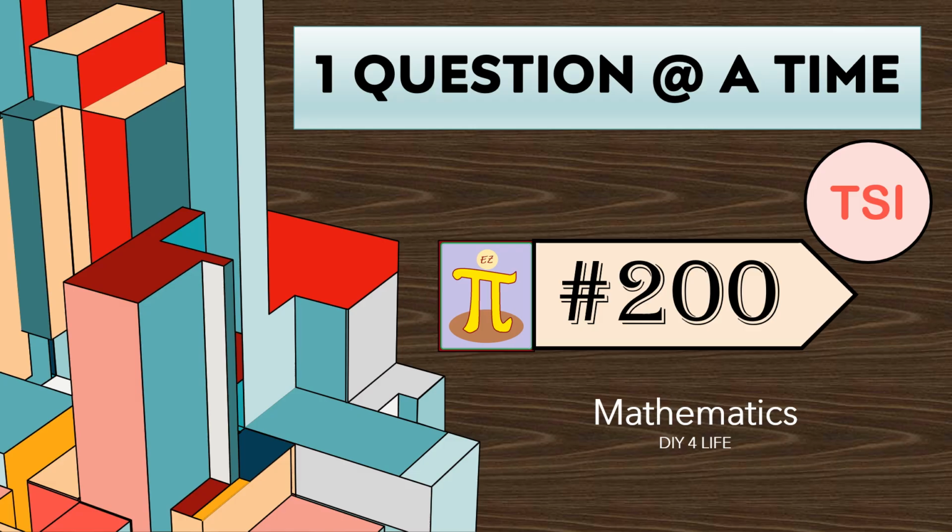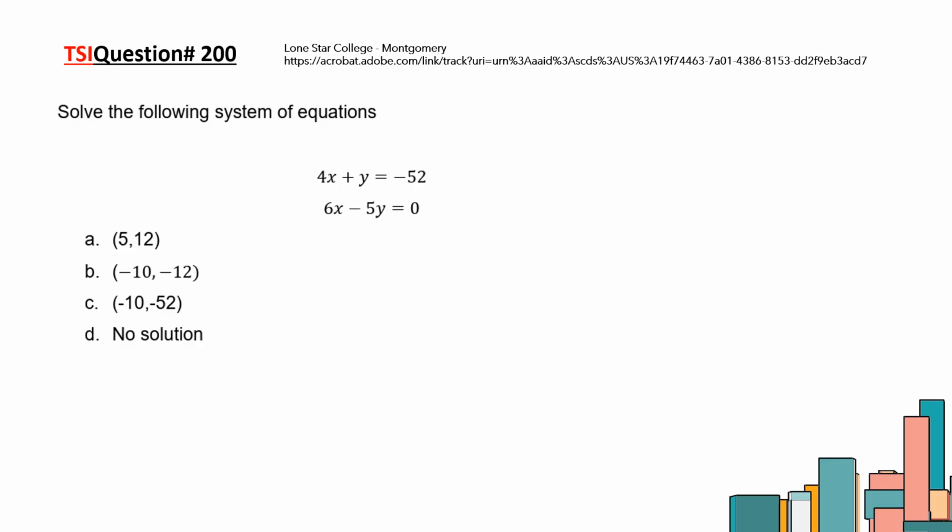Question number 200. Solve the following system of equations. 4x plus y equals negative 52. 6x minus 5y equals 0.